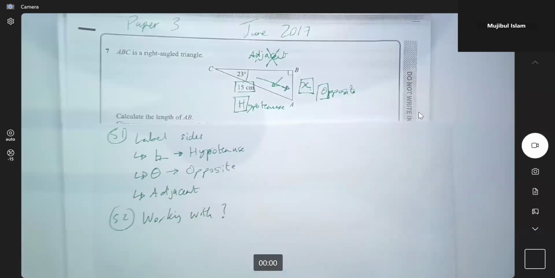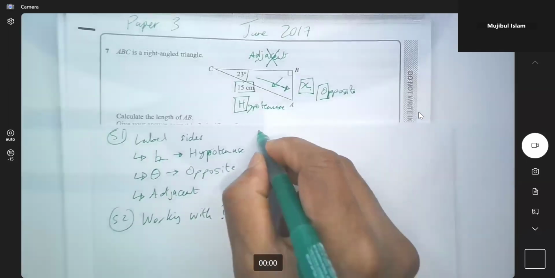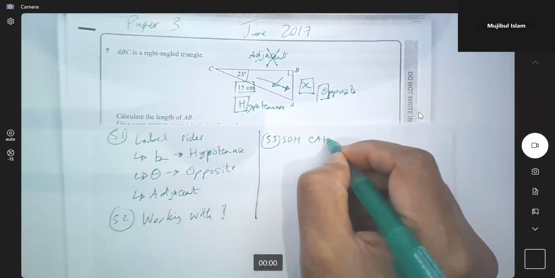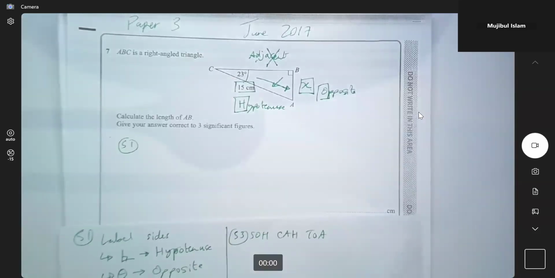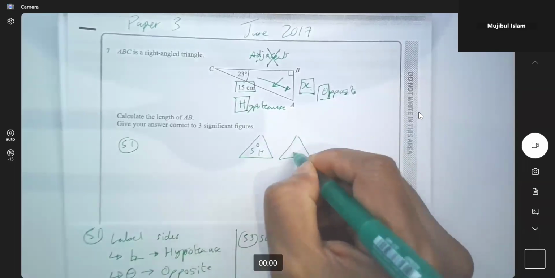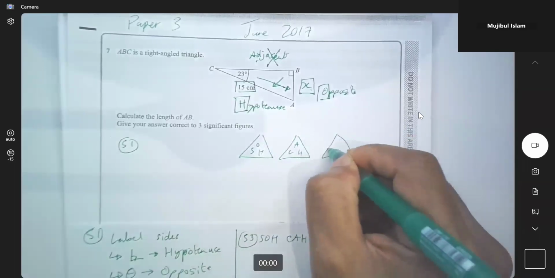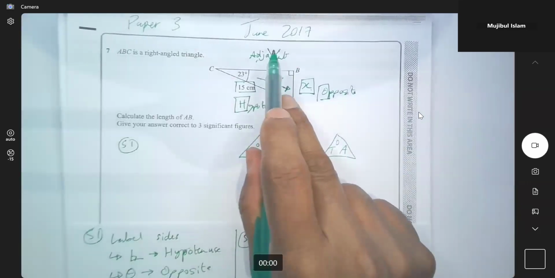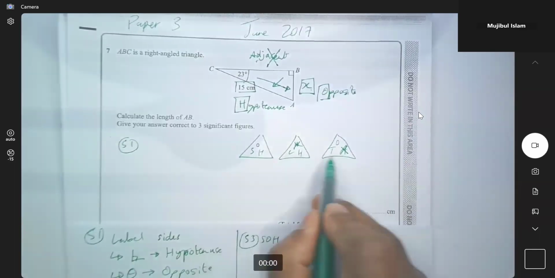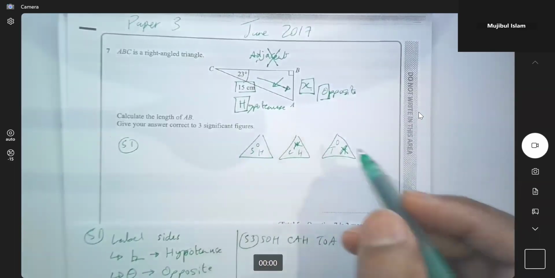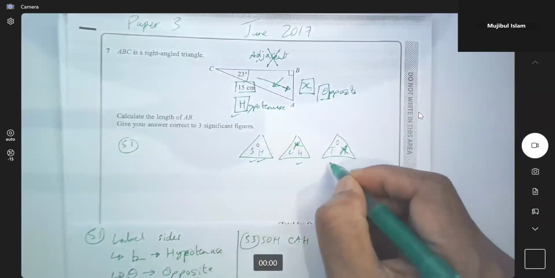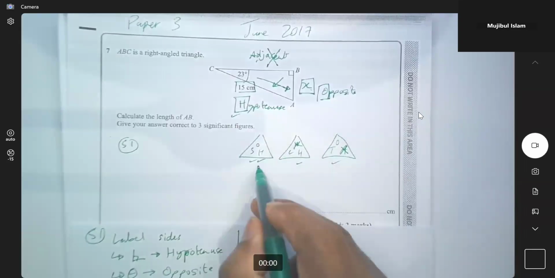So now step 3 is my SOHCAHTOA. If I write SOHCAHTOA here, I'm not working with adjacent, so I'm going to cross out my A's. And you can see there's only one left. The other two are crossed out. If I tick the hypotenuse and tick the opposite, you can see this one also has 2 ticks.